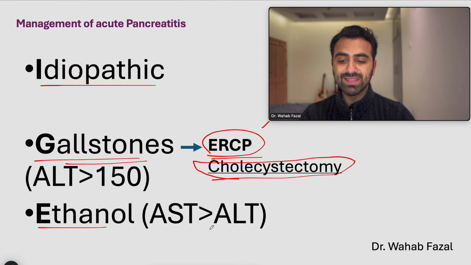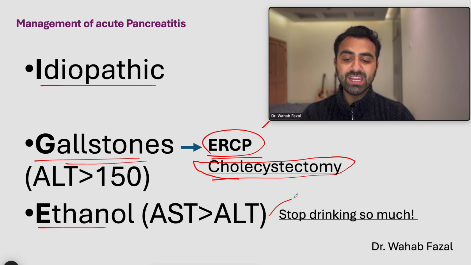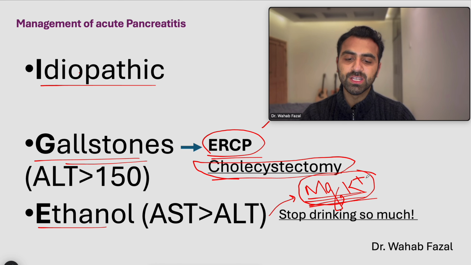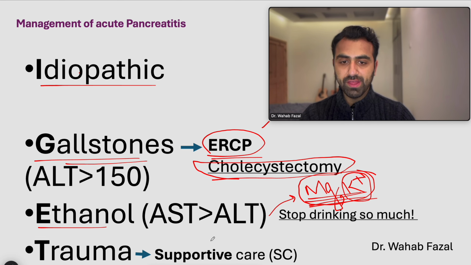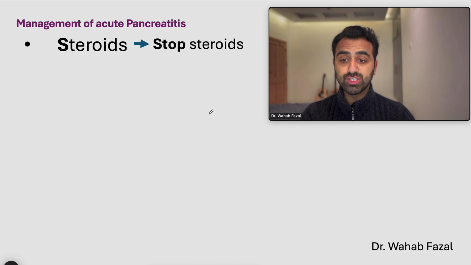If you have ethanol consumption, basically you want to decrease the ethanol consumption. And for management of alcoholics, you want to check their levels of magnesium and potassium when they're in the ward, because alcoholics usually have very bad nutrition, so the level of electrolytes in their body is very, very deranged. So it's important to keep an eye on these, because you might start getting arrhythmias, particularly with potassium. Then trauma, of course, supportive care. We talked about supportive care, basically getting them fluids. Then steroids, you want to stop the offending drug. You want to stop the steroids.